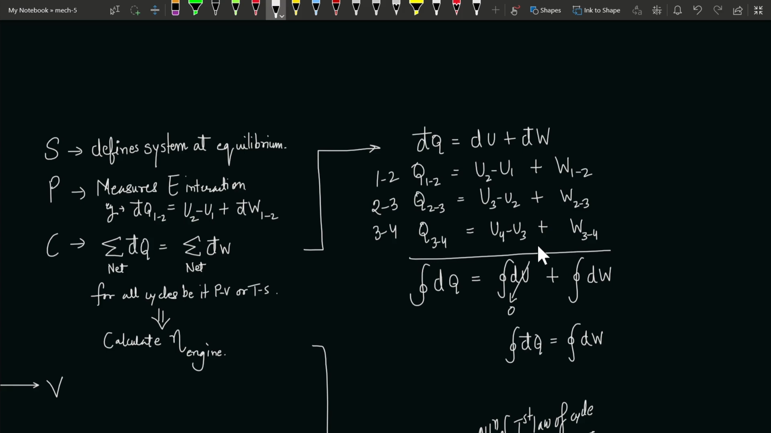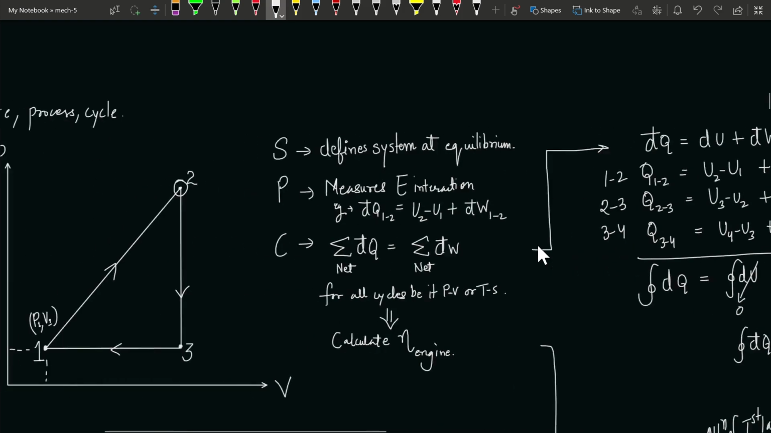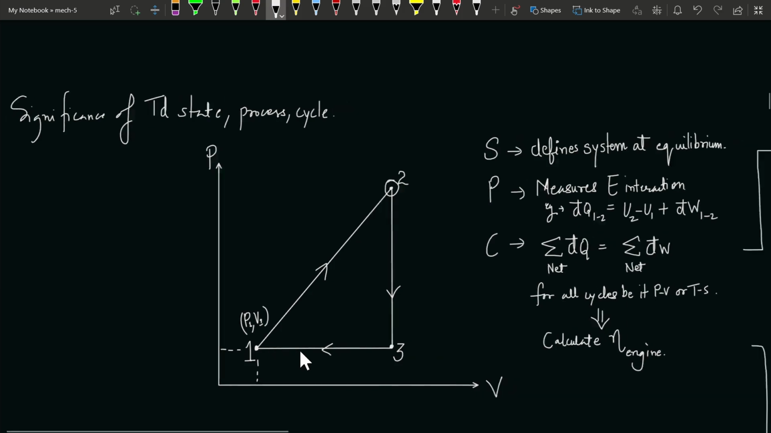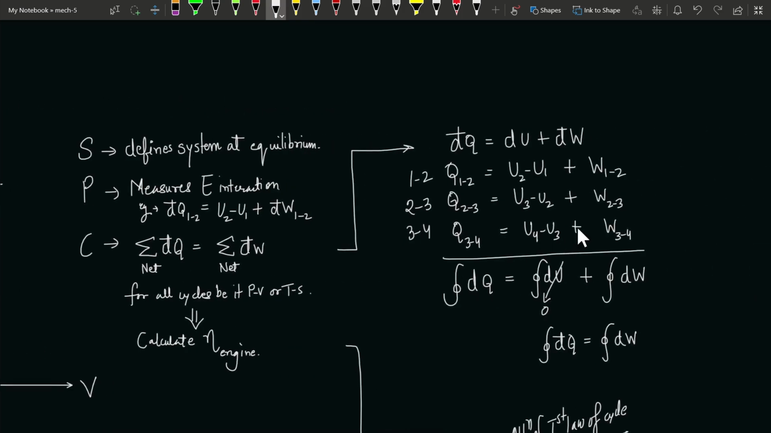The initial property of the system, if it is P1, V1, T1, will be the same as the final property of the system in a cycle. So as we have the same initial and final state of the system in a cycle, we can say there is no change in property. If I define internal energy as a point function, there will not be any change in internal energy of a system which goes through the cycle. So net internal energy interaction will be 0. Therefore, we can say the net heat transfer is equal to the net work transfer. The cyclic integral of heat transfer is equal to the cyclic integral of work transfer.